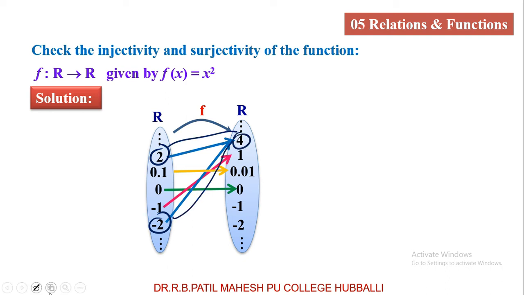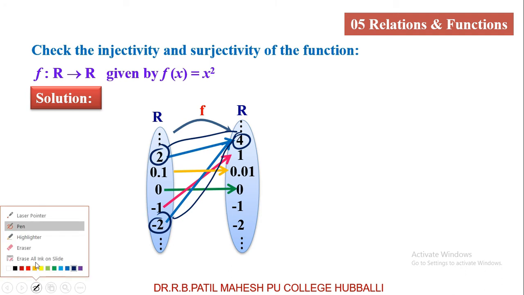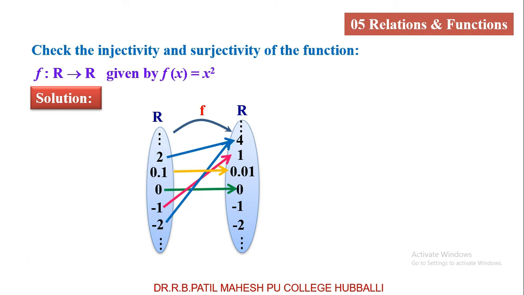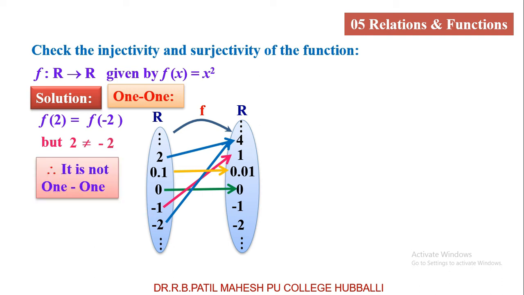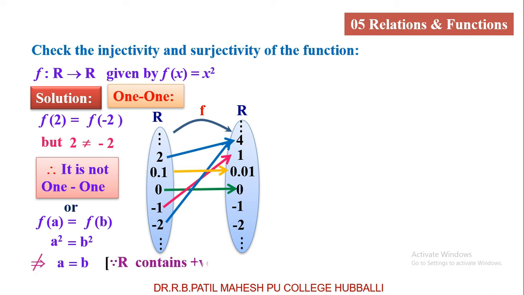So this function is, tell me, one-one or not one-one? This is not one-one. f of 2 is equal to f of minus 2, but 2 is not equal to minus 2. It is not a one-one function. Or f of a equal to f of b, a square is equal to b square, does not imply a equal to b, because R contains positive as well as negative numbers. Hence the function is not one-one.